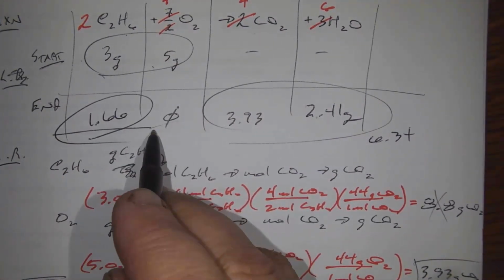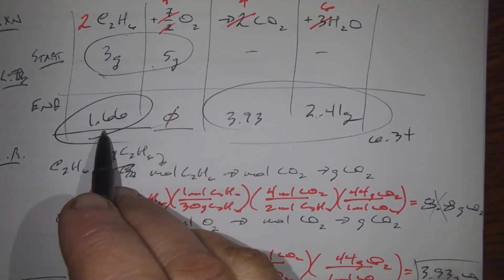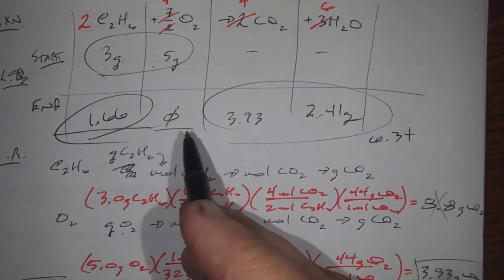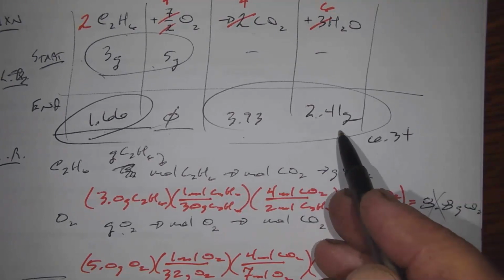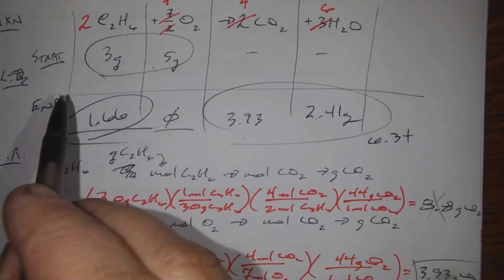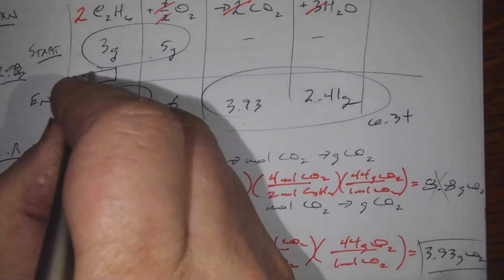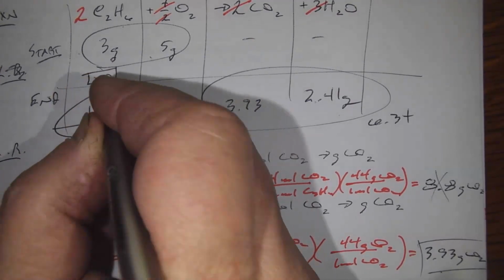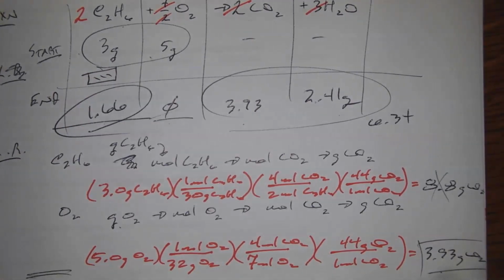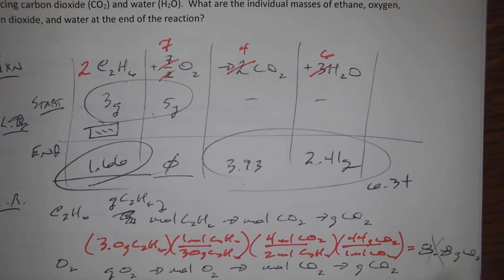1.66 grams of ethane left over, sorry, not oxygen. 0 grams of oxygen, 3.93 grams of CO2, 2.41 grams of H2O. I could calculate the amount of ethane that got used doing a similar calculation, and I'd get 1.34. All right, there we go. Hopefully that makes some sense.